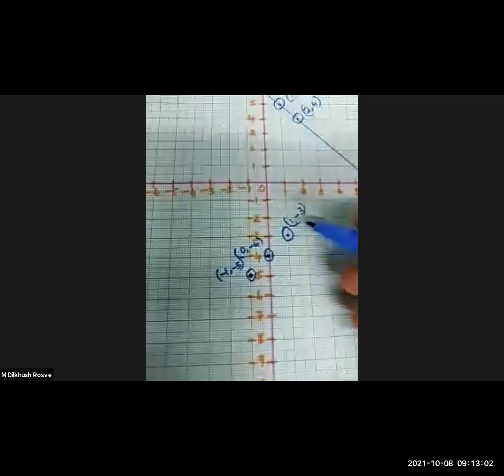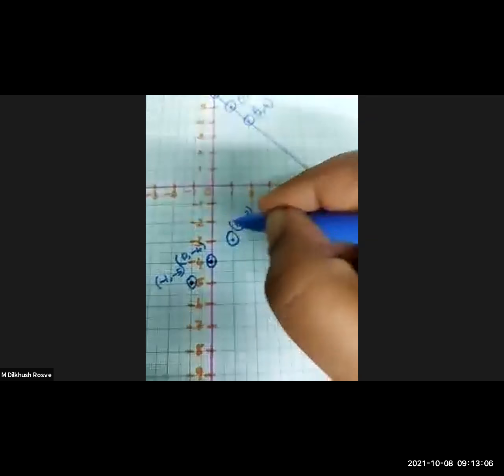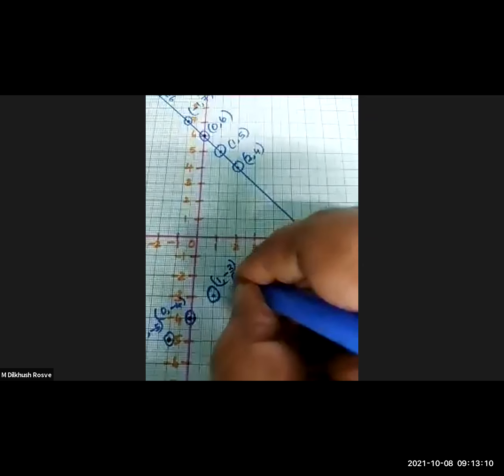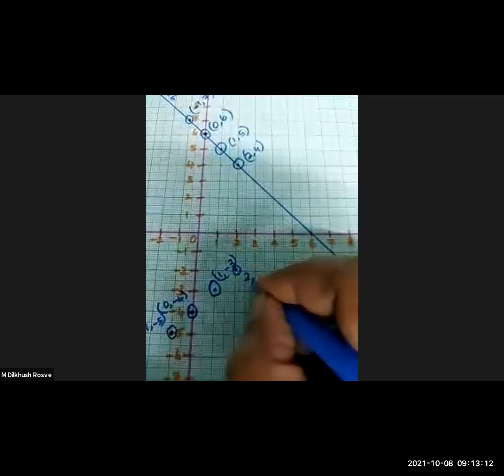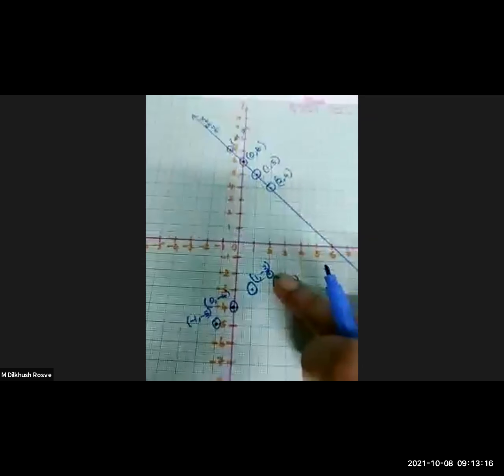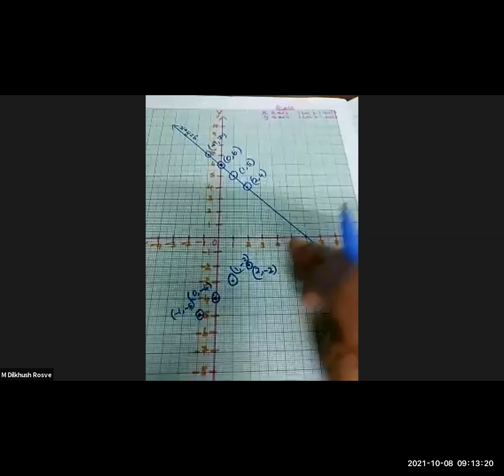And the last point is what? 2, minus 2. So where is 2? 2 is on the positive side. Okay, 2 here, minus 2 is here. So the point will be here. 2, minus 2. So these are also collinear points. When you join all these 4 points, you will get a line.